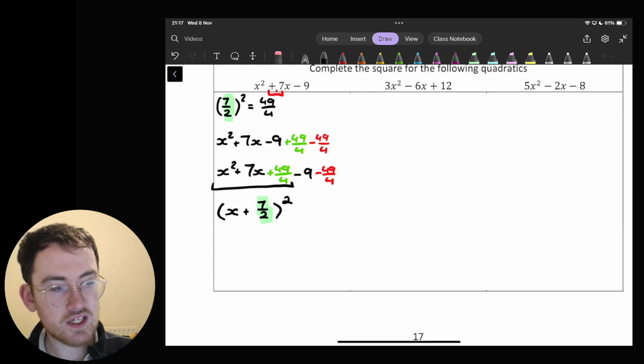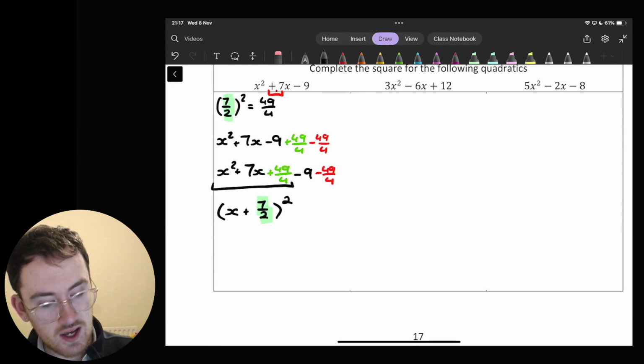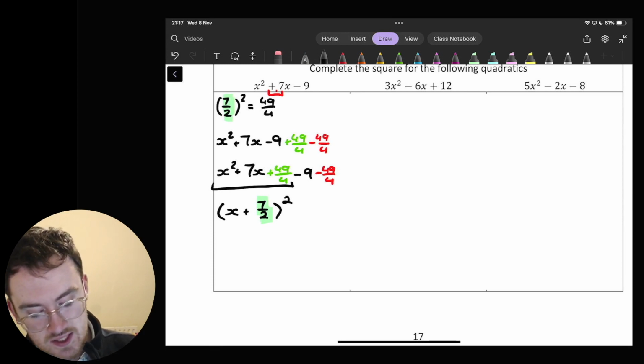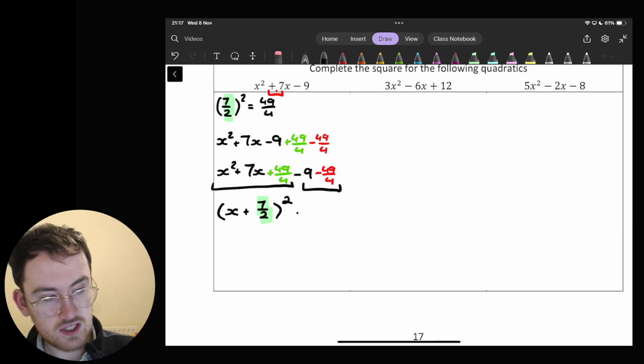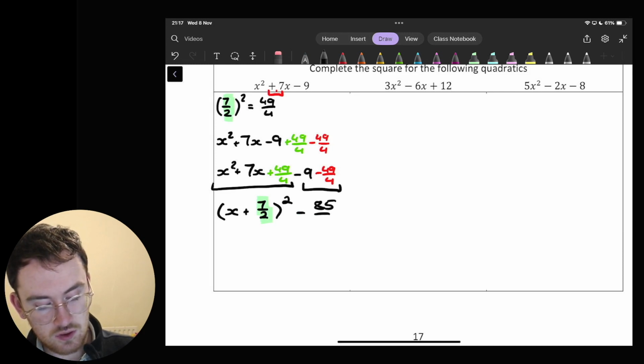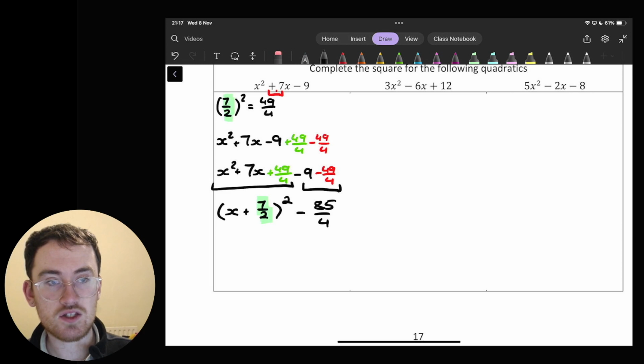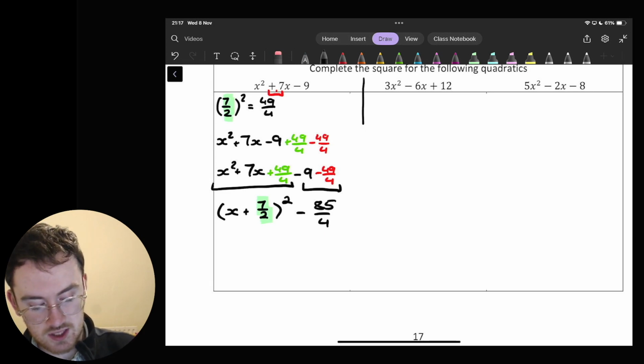Now we can't forget about the last little part that we have here. So the minus 9 minus 49 over 4 is going to give me minus 85 over 4. And that's my completed square format for that quadratic.